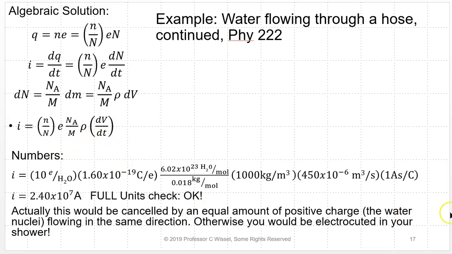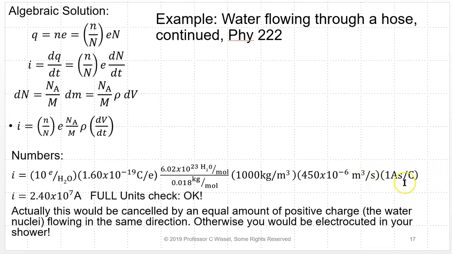Now we stick numbers in, and notice I put full units on everything. So the current is 10 electrons per water molecule times 1.6 times 10 to the minus 19th coulombs per electron times 6.02 times 10 to the 23rd water molecules per mole divided by 0.018 kilograms per mole for water times the density of water, which is 1,000 kilograms per cubic meter, times 450 times 10 to the minus 6 cubic meter per second. That's a flow rate.